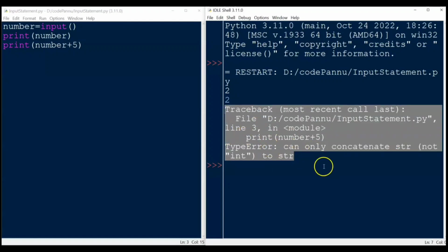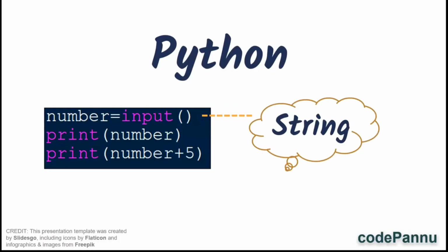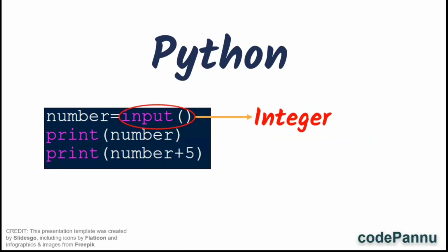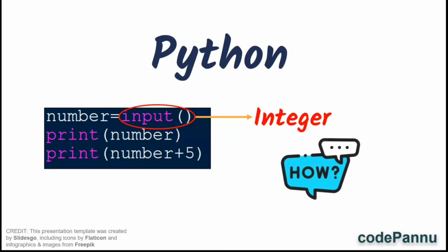Why? Because, as I told you before, Python thinks this input value is a string. So, it is not able to add 5 to the string. Crazy, right? Yes, it is. This is why we have to change this value to an integer value. Now, let us see how to do that.